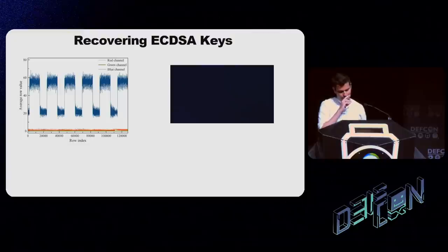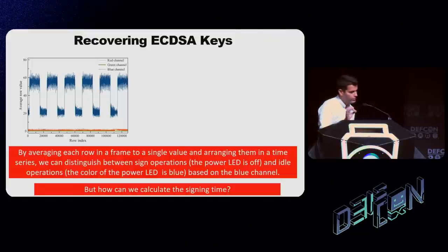So, as you can see from the video on the right side, there are differences between black and blue colors, which indicate whether the smart card is currently being used to sign or not. The picture on the left side is the result of averaging each row in a frame to a single value and arranging them in a time series. We did it for the red, green, and blue channels.